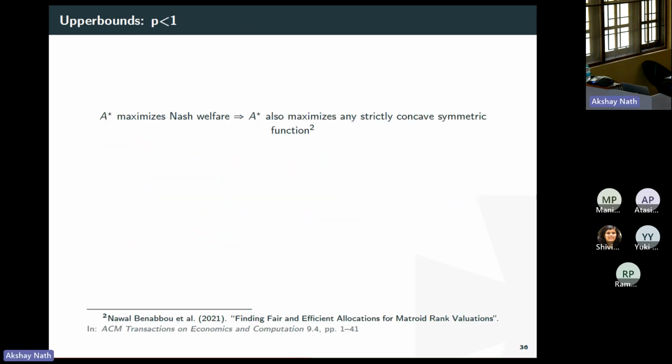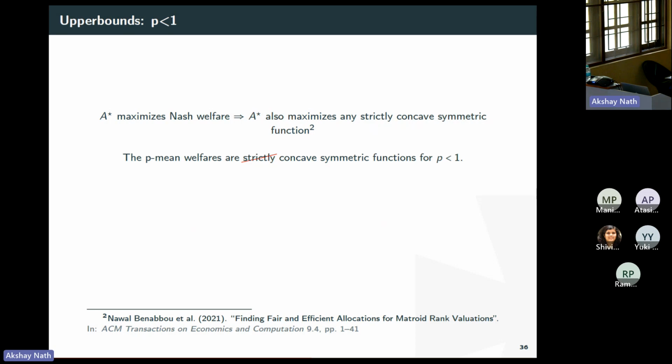Okay, so let me move to the upper bounds for P less than 1, with M being the number of goods. This is a known result by Barman et al., which says that if A star is an allocation that maximizes the Nash welfare, then it also maximizes any strictly concave symmetric function. The P-mean welfare that we are looking at happens to be a concave symmetric function, but not strictly.